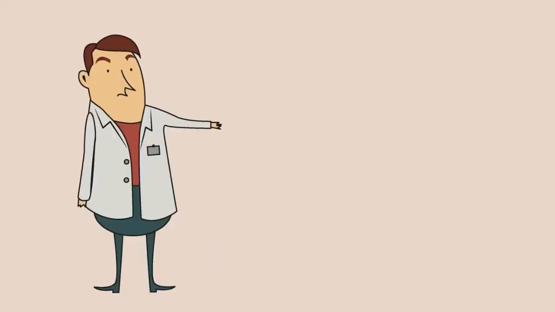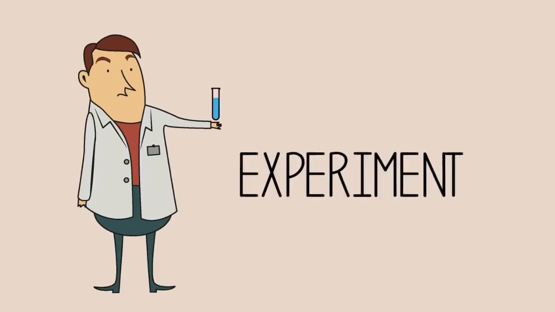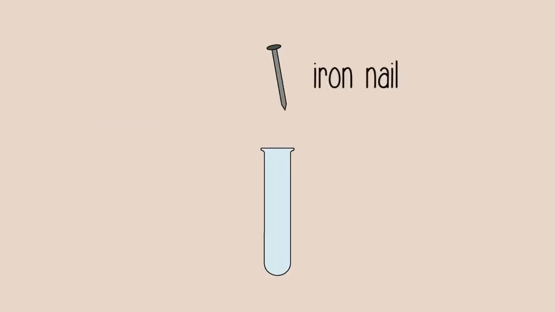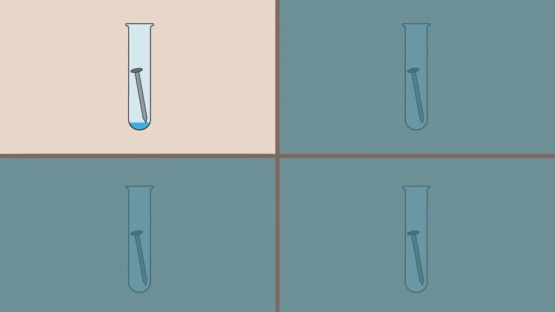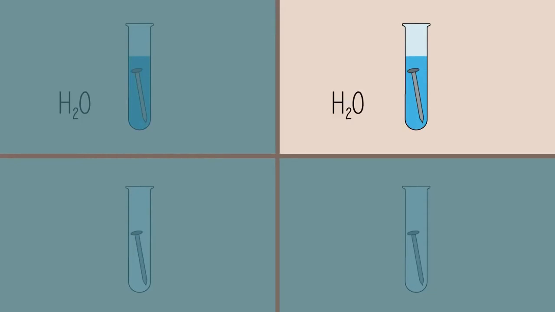We can demonstrate this using a simple experiment. Place an iron nail in 4 test tubes. Fill one with regular tap water until the nail is submerged. Fill another with regular tap water and add half a spoonful of sodium chloride, regular table salt. Shake from side to side to ensure that sodium chloride fully dissolves.